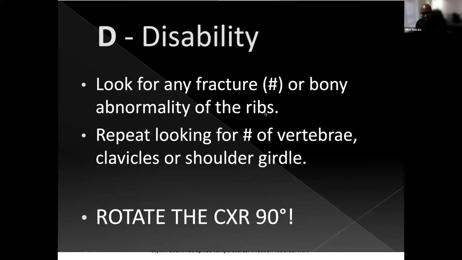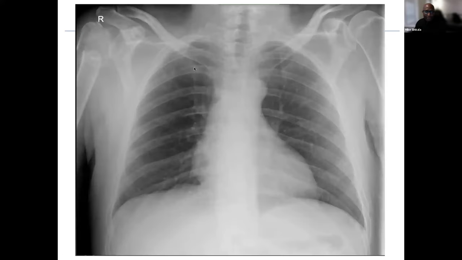And then some people say that, to trick the eyes, you might want to rotate the X-ray 90 degrees so that your eyes can only register bony structures instead of the lung details and things like that. So over here, somebody can spot a problem. It is not in the lungs, it's not on the ribs, but there is actually a problem around here.